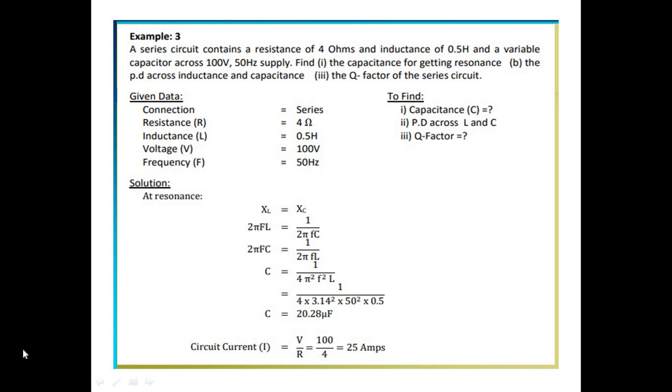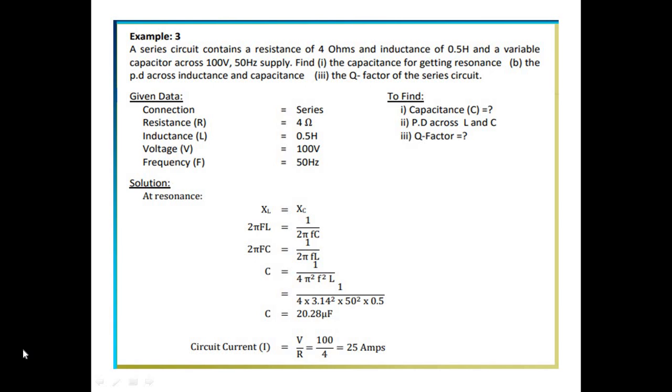Next problem. A series circuit contains a resistance of 4 ohm, an inductance of 0.5 Henry, and a variable capacitor across a 100 volt, 50 Hertz supply. Find the capacitance for resonance, the potential difference across the inductance and capacitance, and the Q factor of the series circuit. Given data: series R is 4 ohm, inductance 0.5 Henry, voltage 100 volt, frequency 50 Hertz. To find the capacitance, potential differences, and Q factor.